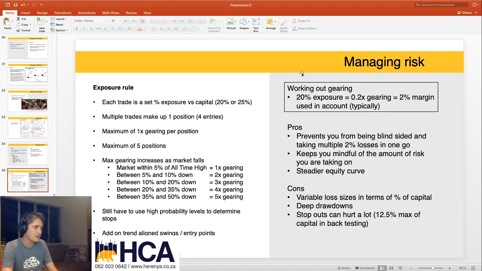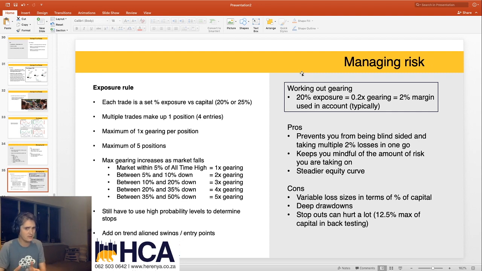There is then the sort of exposure rule, where you say that you can't use more than a certain amount of gearing. So every position is a set size in terms of exposure, and you can't use more than a certain amount of gearing depending on where the market is in relation to its all-time high. So if the market is within 5% of the all-time high, you use 1 times gearing. The deeper the market comes down, the more you can gear. Theoretically, this allows you to add into positions. So the whole premise here is that you can gear it up to a maximum of 5 times, and you're allowed to gear up to a maximum of 1 time per stock.